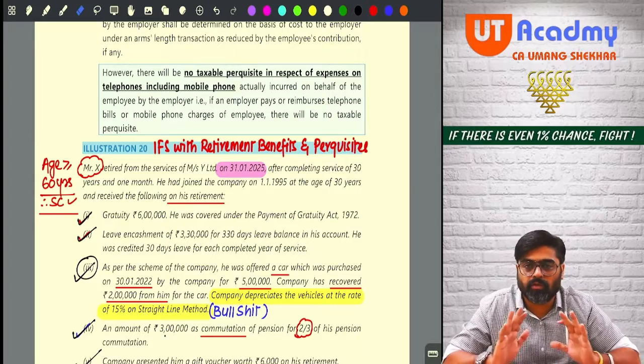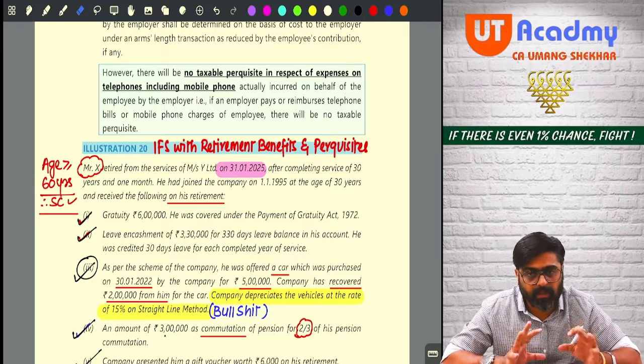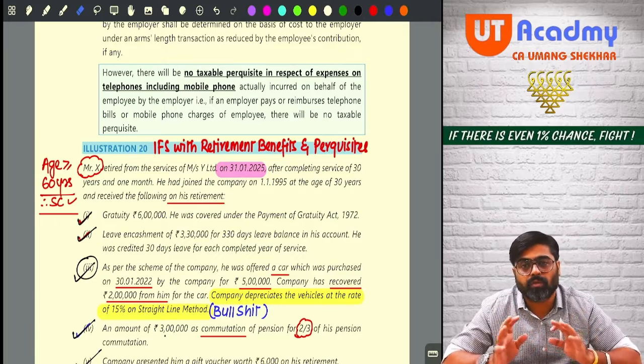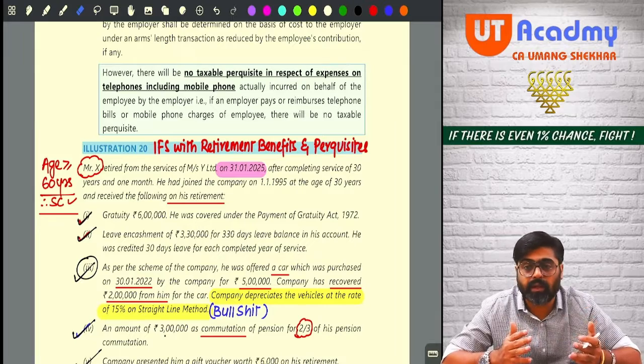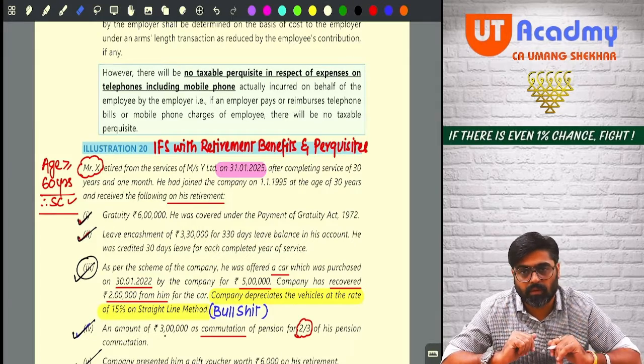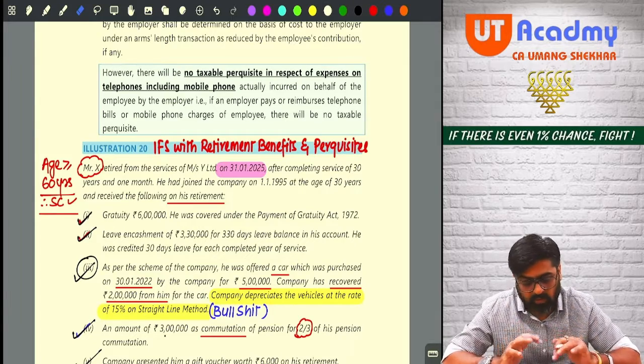Now this is a full-fledged question on your salary computation. In this question you will be having retirement benefits also: gratuity, pension, leave salary, everything you will have here. And along with that, perquisites will also be there. So we are going to solve this question.